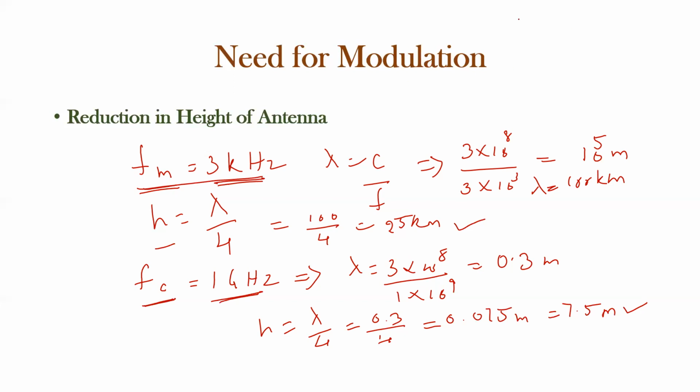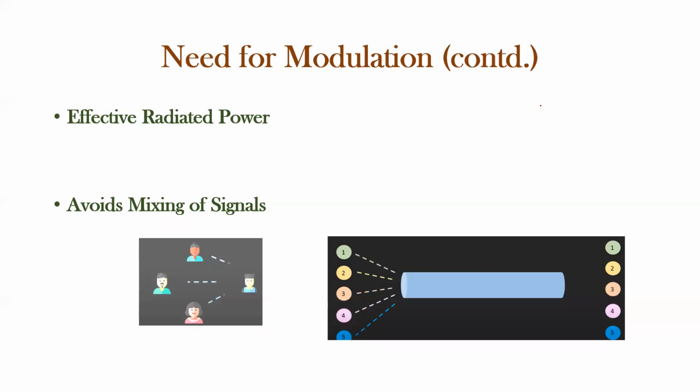The next important need for modulation is effective radiated power. Whenever we perform modulation, whenever we increase the frequency of the signal by superimposing the message over the high frequency carrier, the power that is radiated is highly increased. The reason is the radiated power is always directly proportional to 1 by lambda square.